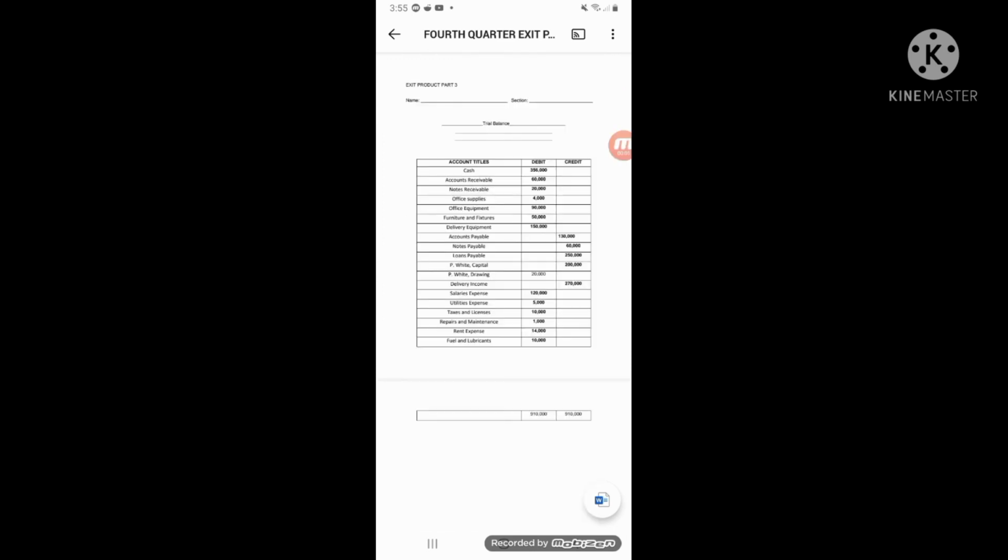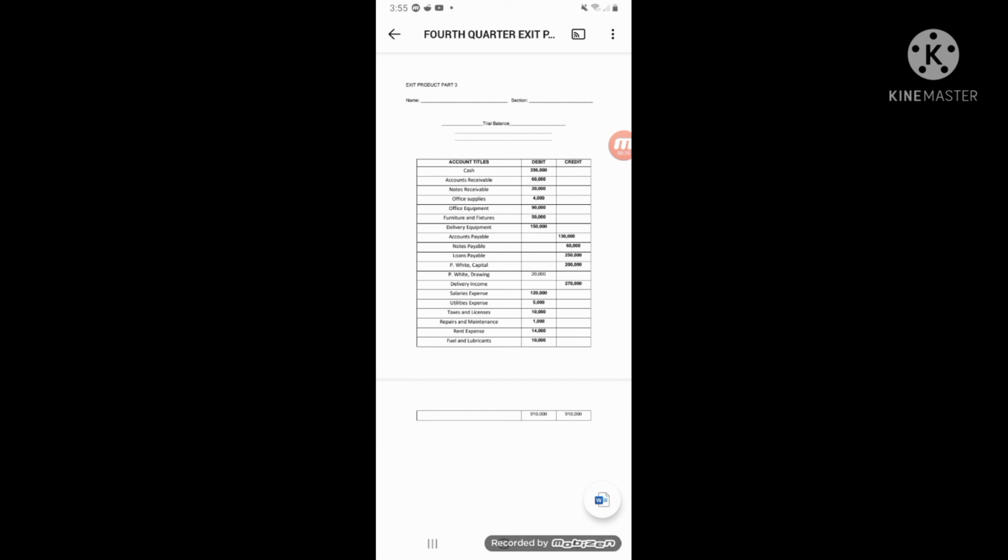Exit product part 3. Trial balance. The trial balance is a list of all accounts in the ledger along with their respective ending balances. The purpose is to prove the equality of debit and credit.